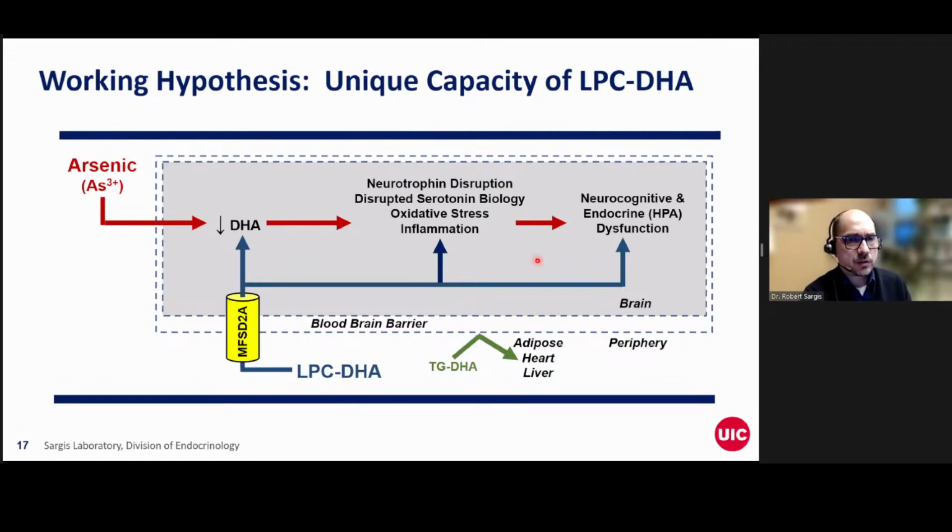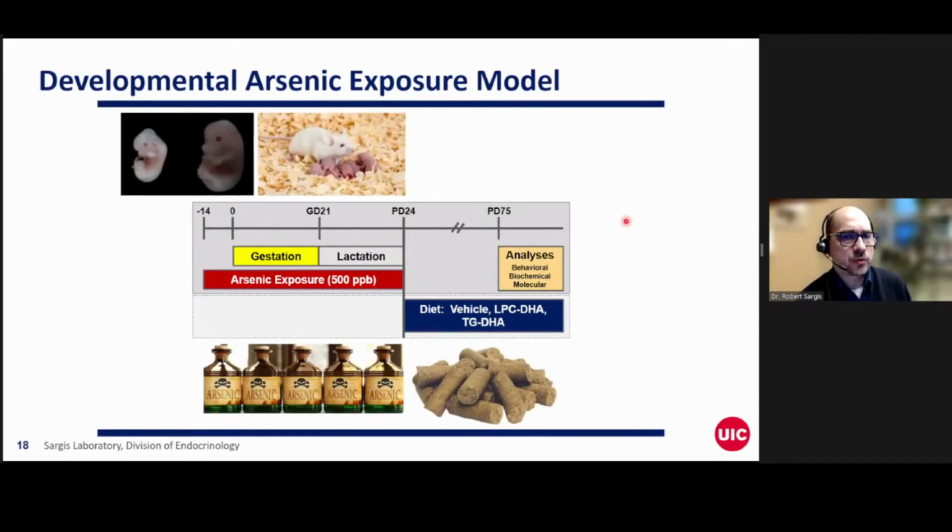So our working hypothesis, which I think is still working, is that arsenic depletes brain DHA levels, which leads to a variety of molecular disruptions that ultimately lead to neurocognitive and endocrine dysfunction, and that specific repletion with LPC DHA, but not TG-DHA, can enrich brain DHA levels and restore neurocognitive function. To do this, we used a developmental exposure model in which we exposed C57 Black 6 dams to arsenic from 2 weeks prior to gestation, throughout gestation and lactation, and then randomized them to either a vehicle diet or LPC or TG supplemented DHA at the same molar concentration of DHA.